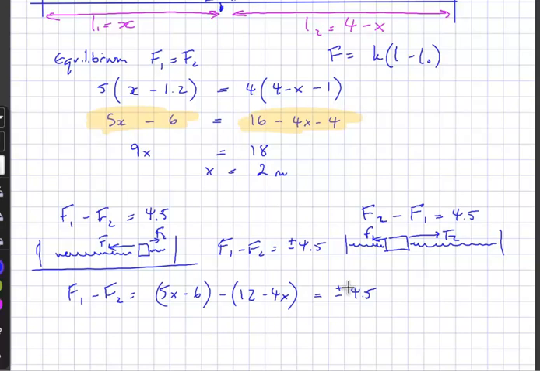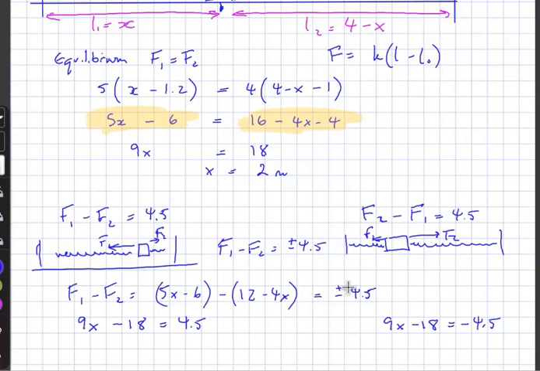So now we're taking each of these separately. If we tie this up, take the plus version, we would end up with 9x minus 18 is equal to 4.5. Or separately, the other way around, with a minus, we'd end up with 9x minus 18 is equal to minus 4.5.